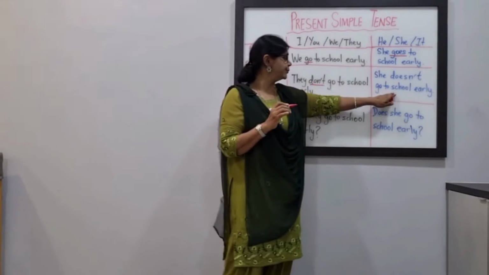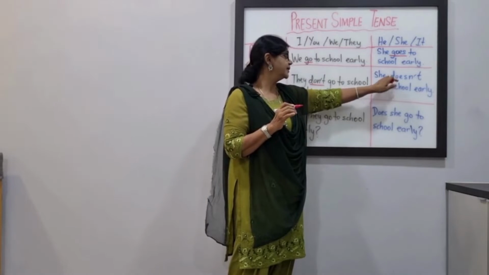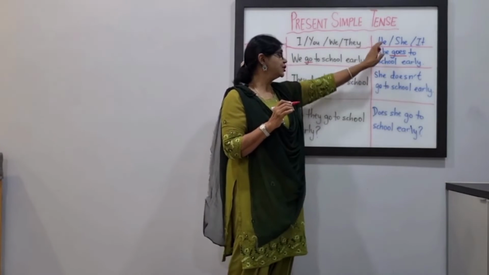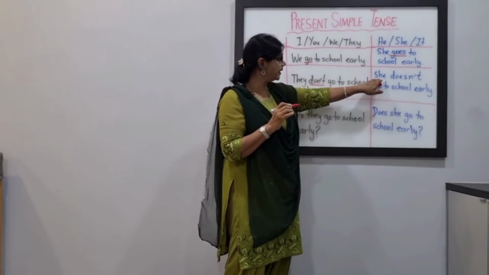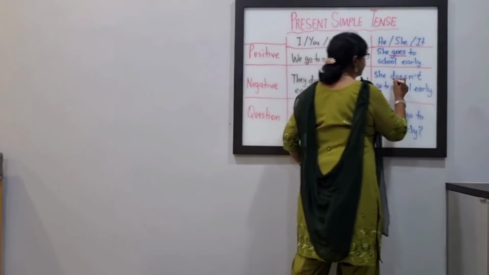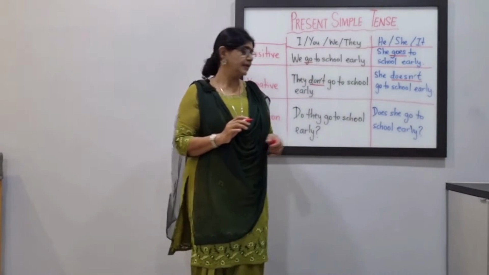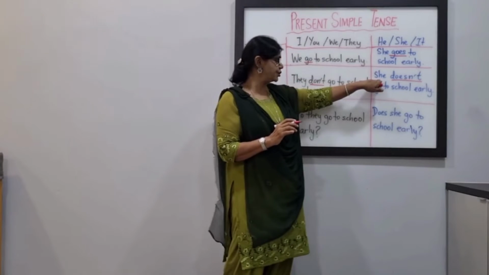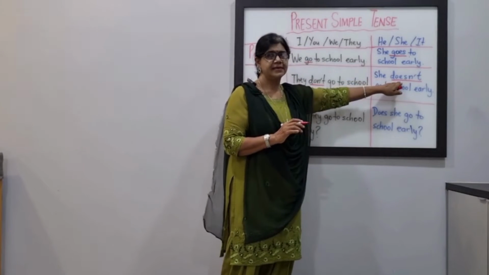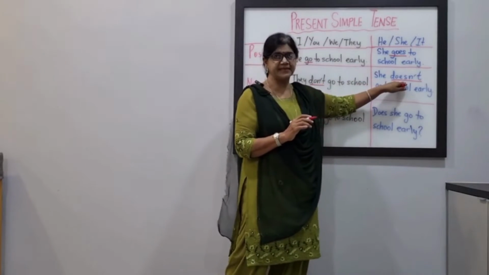When we come to the singular subject, we must use doesn't. He doesn't. She doesn't. It doesn't. Okay, look at the example. She doesn't go to school early. He doesn't go to school early. Plural, they don't. Singular, she doesn't. Plural verb don't. Singular verb doesn't.